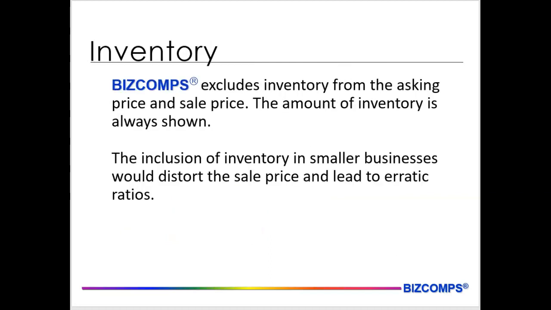While BIZCOMPS does exclude inventory from its asking price and sales prices, the amount of inventory is always shown. The important reason for its exclusion is that if the inventory were included in a small business transaction, it would distort the sale price and lead to erratic ratios. That's why the most pure way to value the business with market data is through BIZCOMPS, because you don't have a distortion of inventory. You can value the business purely without inventory first on an asset sale basis, and then add inventory of your subject company to get a more pure value without any distortion.